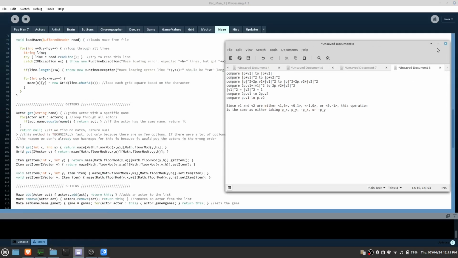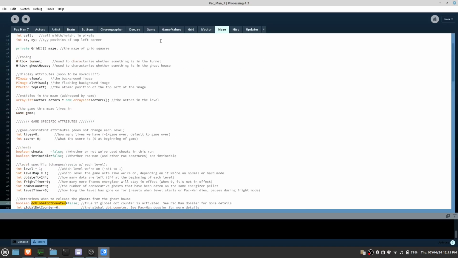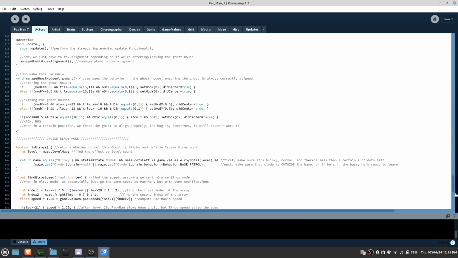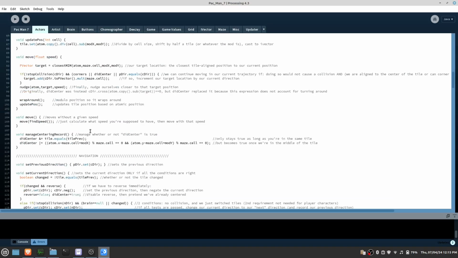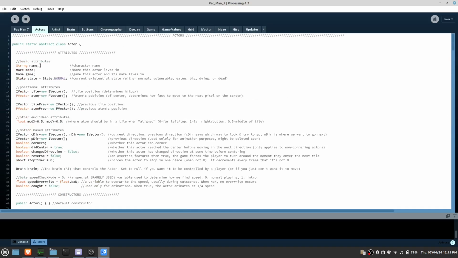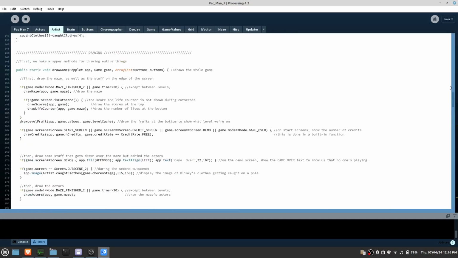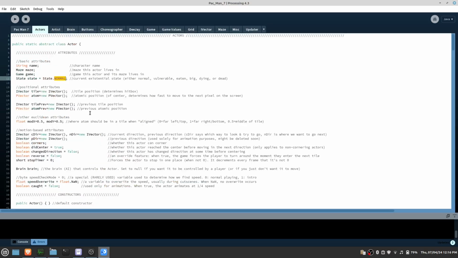Yeah, let's close that. Let's talk about the actors right now. The actor represents Pac-Man and the ghosts. We of course have name, the maze it's part of, the game it's part of, the animation state. Now, animation is almost entirely handled by the artist because of the single responsibility principle. The artist is in charge of drawing things.